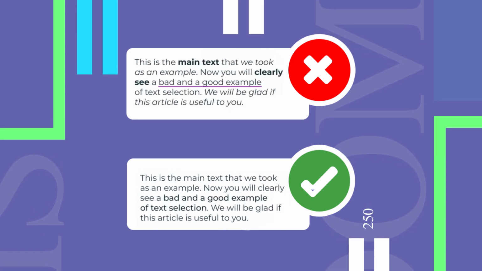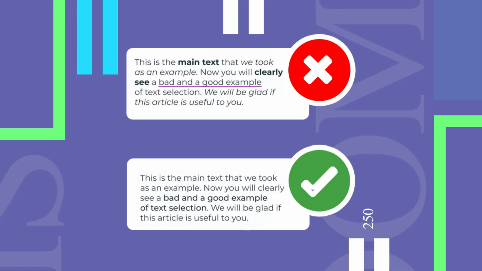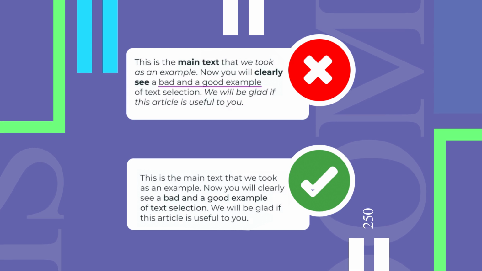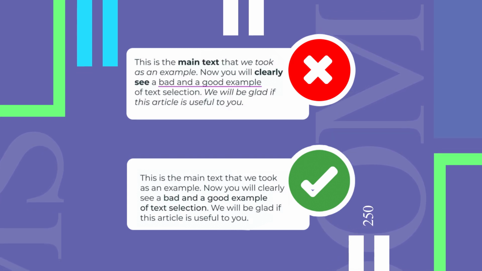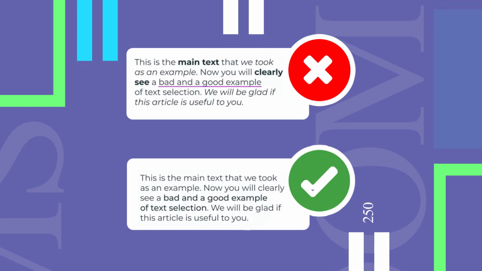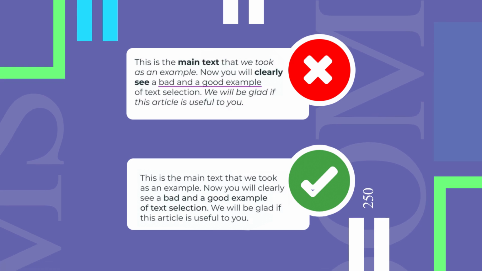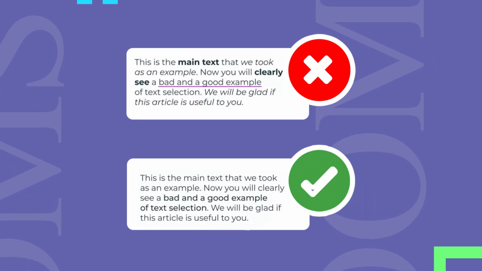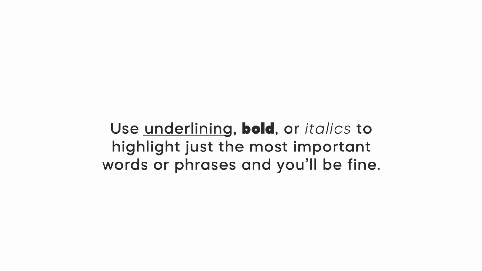When working with text that requires emphasizing, keep in mind that the highlighted areas will direct the user to the most important information. Your goal is to encourage the desired target action. You may choose to use bold lettering, underline an important statement, or maybe use italics, but don't emphasize everything. If you highlight everything, then you have highlighted nothing. Use underlining, bold, or italics to highlight just the most important words or phrases and you'll be fine. Think about what words you want to stand out the most and leave everything else alone.